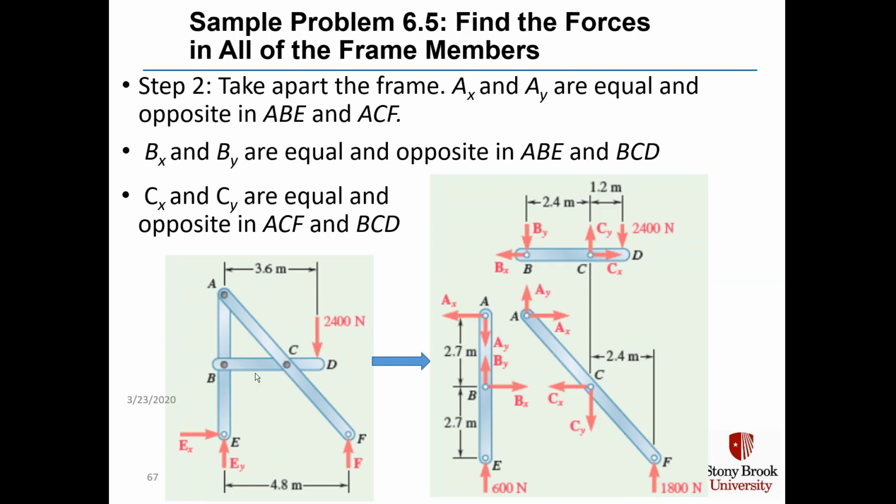In step 2, we're going to take apart the frame. AX and AY are equal and opposite forces in members ABE and ACF. BX and BY are equal and opposite in members ABE and BCD, and forces CY and CX are equal and opposite in ACF and BCD.